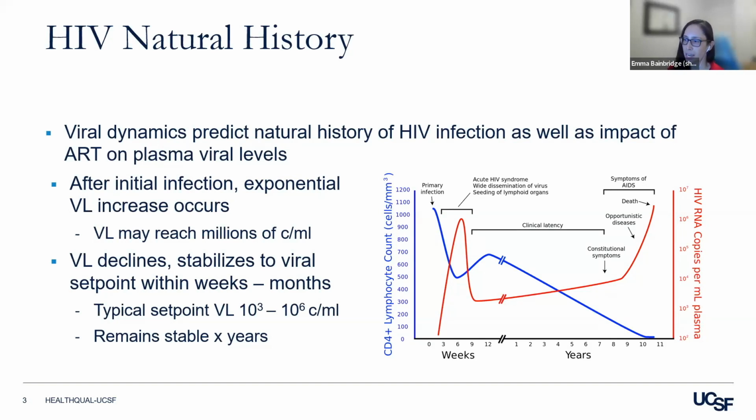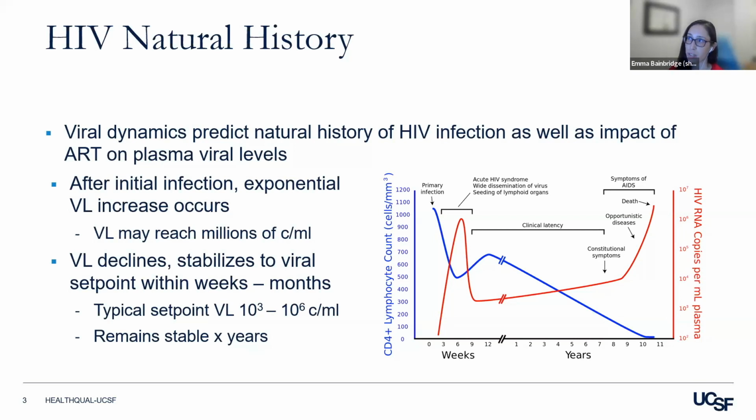And then over time, as your immune system kind of catches up to what's happening and starts targeting those virions and those infected cells, your viral load declines, and it will stabilize to a viral set point, usually within the first 3 months of infection. I have seen viral load set point estimates that are like in the 30 to 50,000 range, but it can be a wider range than that, anywhere between 1,000 and 1,000,000. And it varies by patient.